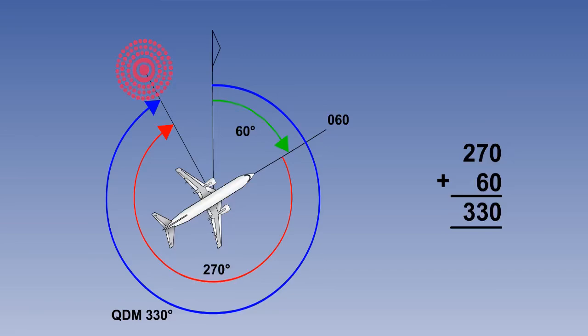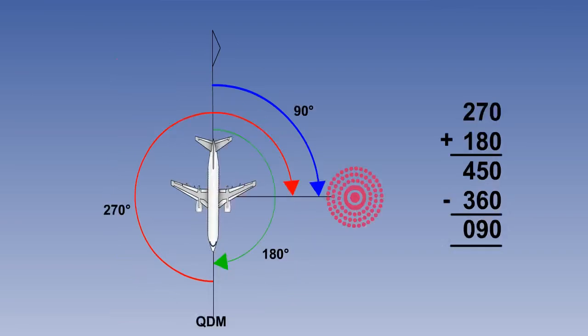To calculate the magnetic heading, the QDM to the NDB, draw a picture with the information from these two dials. Add the relative bearing, in this case 270 degrees, to the heading of 60 degrees. This makes a total of 330 degrees.